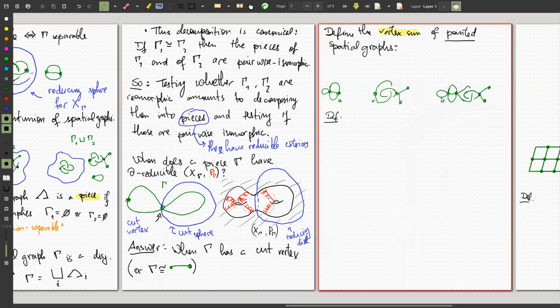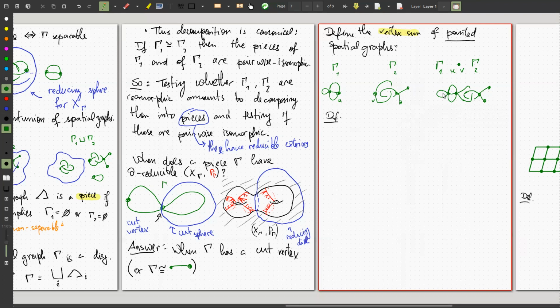Yeah, this is an important point. So maybe let's look at this example. Here I have my graph gamma 1, and I'm considering this vertex u, and on gamma 2 I have highlighted also a vertex v, and I denote the vertex sum of gamma 1 and gamma 2 along these vertices with this notation. So I put a dot between gamma 1 and gamma 2, and then I put some subscripts that tell me where they're being glued.